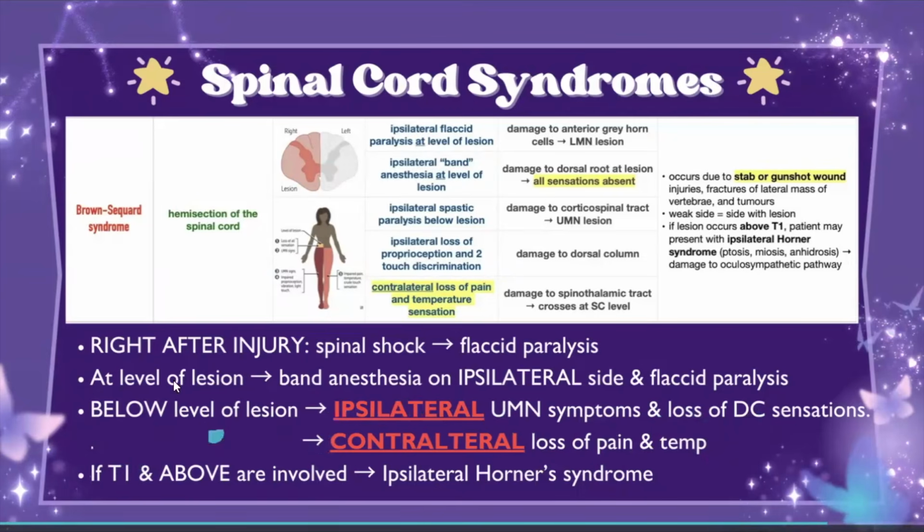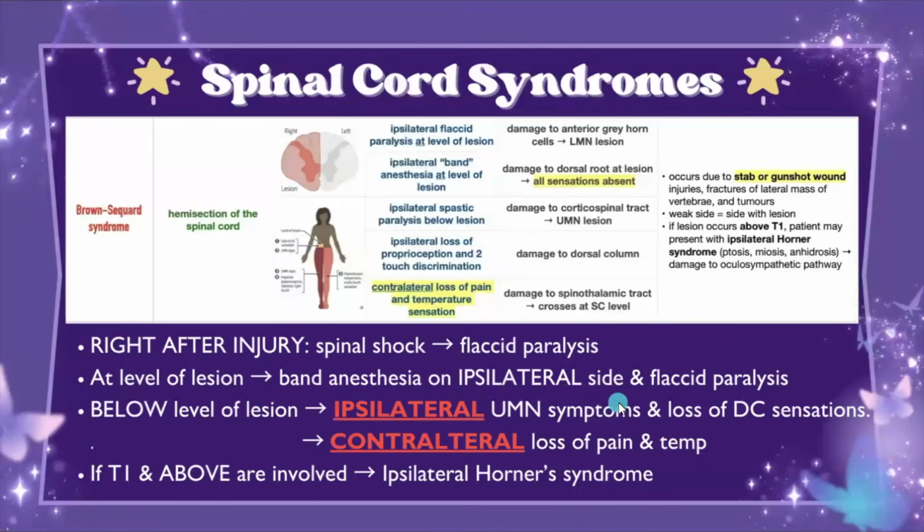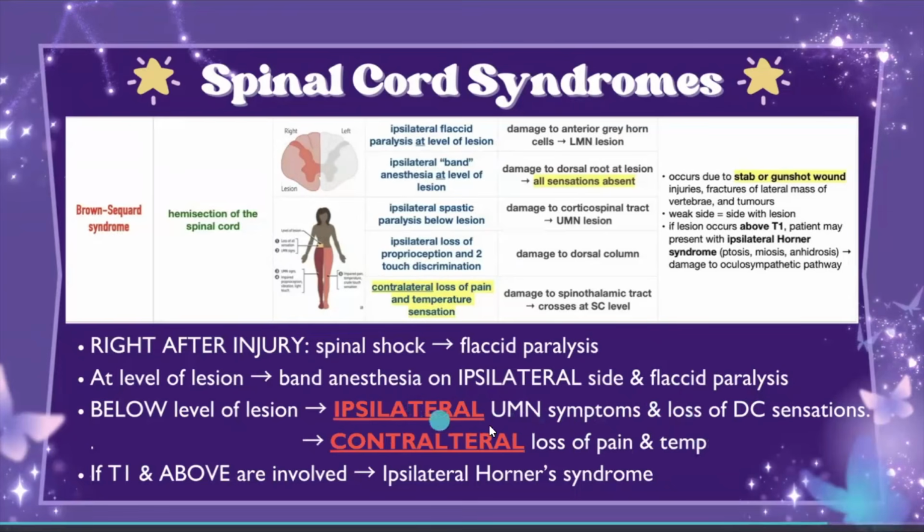So to review, at the level of the lesion, you would have flaccid paralysis and ipsilateral band anesthesia. Below the level of the lesion, you would have ipsilateral spastic paralysis, hyperreflexia, positive Babinski sign, and ipsilateral loss of dorsal column sensations. The only thing that is contralateral is loss of pain and temperature. Okay, that is everything that you need to know for this part.